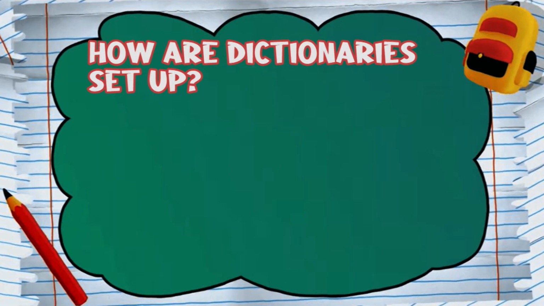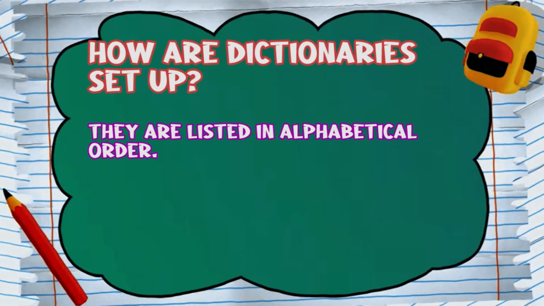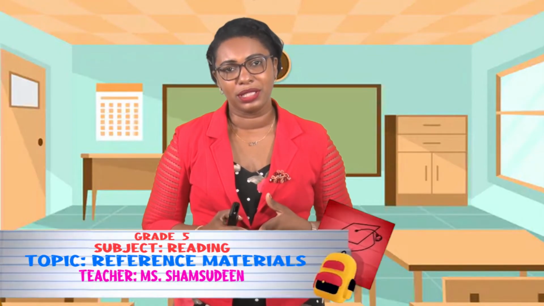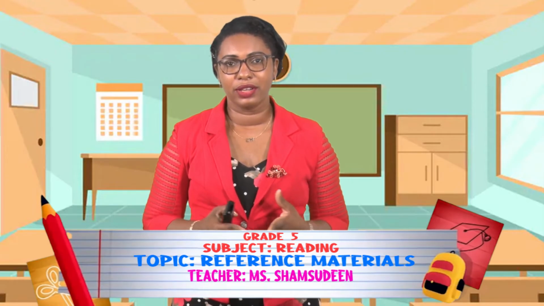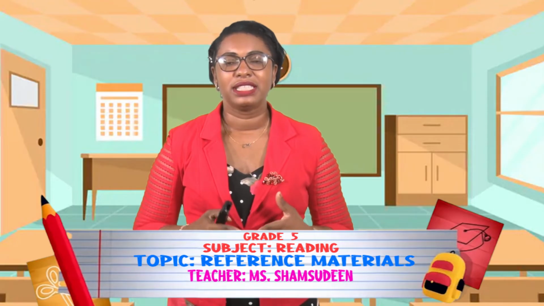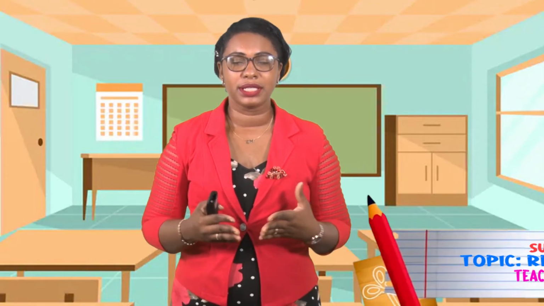Now remember that the words in the dictionary are listed in alphabetical order. There are two guide words at the top of each page of the dictionary that let you know what words would be on that page. So remember, some time ago we did alphabetical order. So the dictionary is the best reference material for us to find the definition of words, and they're listed in alphabetical order.